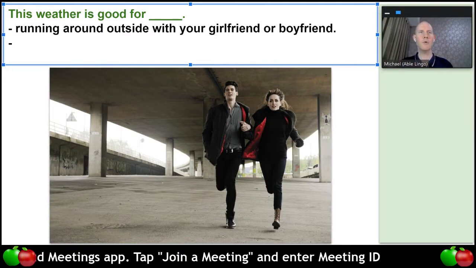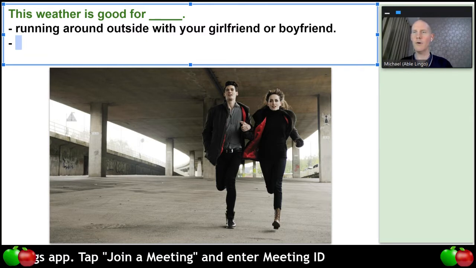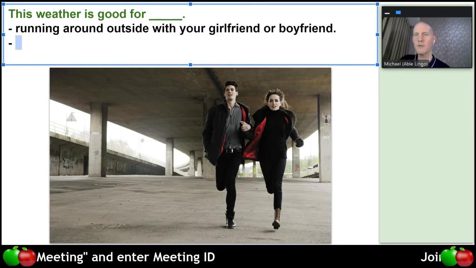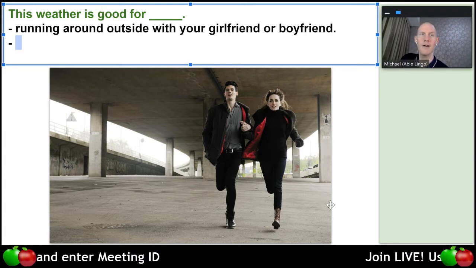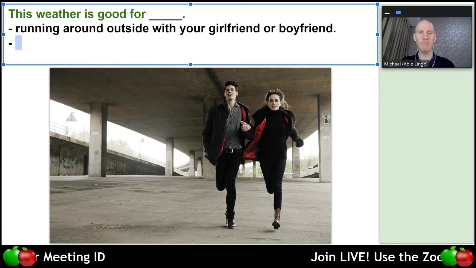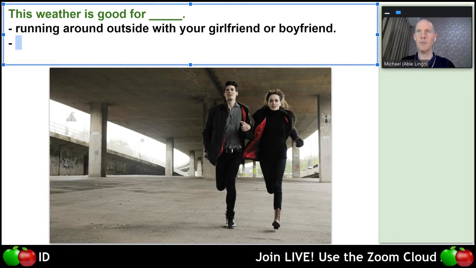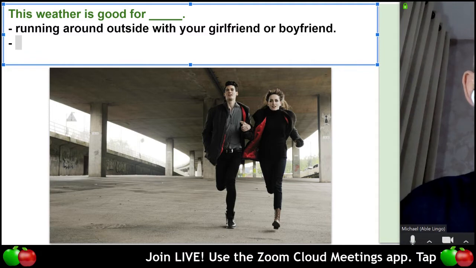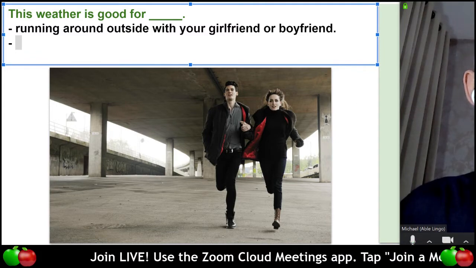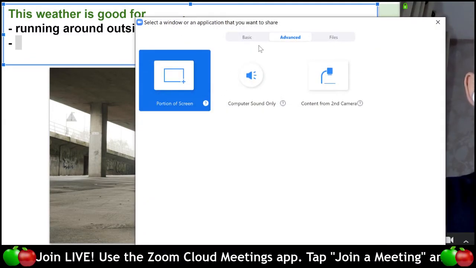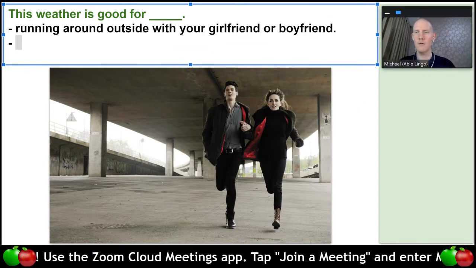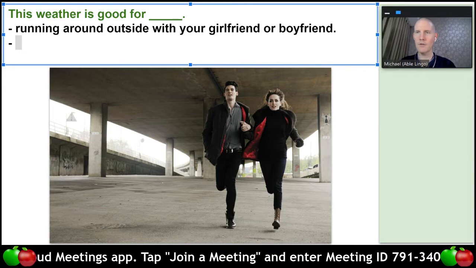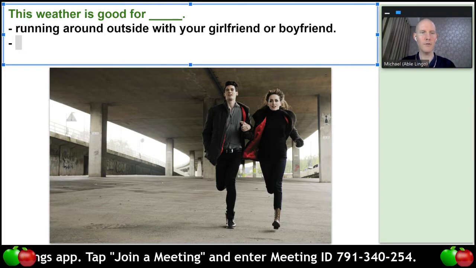So what do you think? This weather is good for what? Is anybody in the comments? Let's see. I'm going to stop my share for a moment. Move that out of the way. And let's see. All right. Maybe I need to redo my chat box. Let's see if we'll do that.